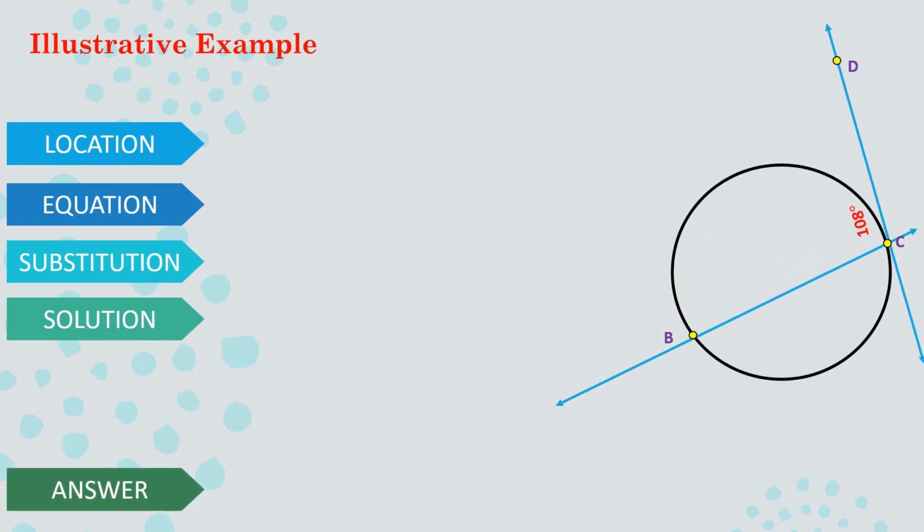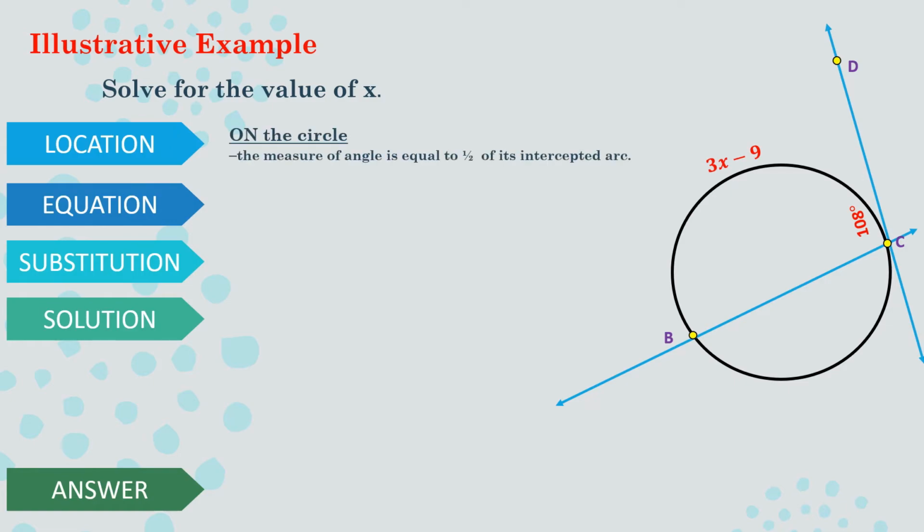Okay, so let's try another one. Solve for the value of x on our figure. So again, we have to determine the location of our angle, which is angle BCD, and it is an angle formed on the circle. So therefore, the measure of this angle is equal to 1 half of its intercepted arc. And after this, we're going to have our equation. So the measure of our angle, which is measure of angle BCD, is equal to 1 half of its intercepted arc, which is arc BC.